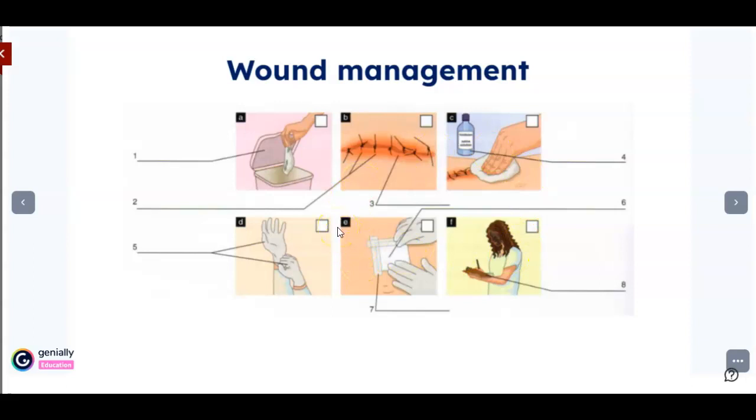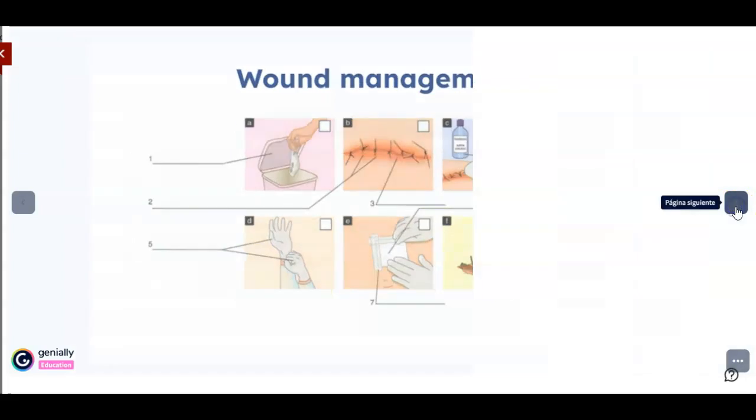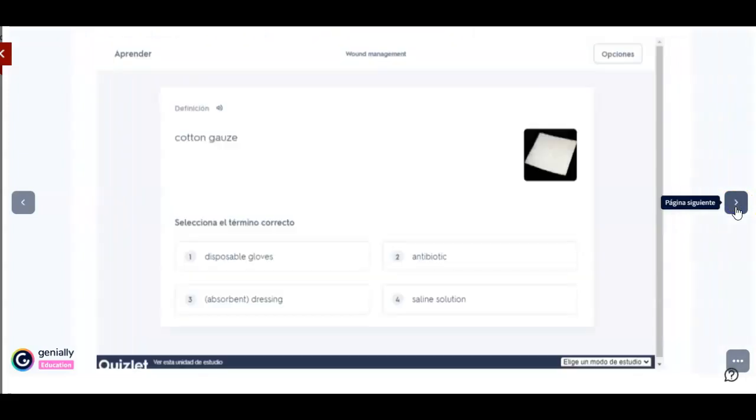So how would you organize this? What would you say is the first step, the second one, the third one? What elements do you need? So let's start with the vocabulary here, okay? These are some of the elements that you can use when you are managing wounds, okay?